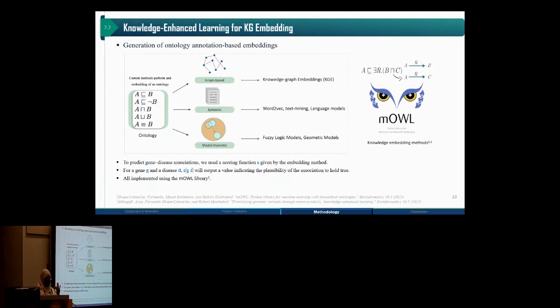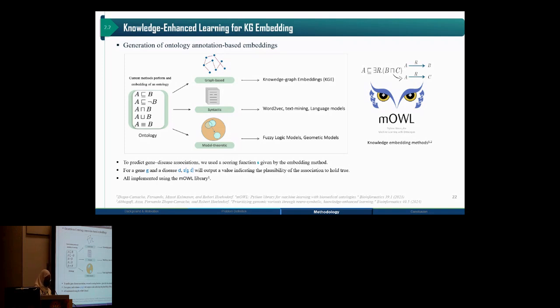DL2FIC is just one approach for the ontology annotation-based embedding. However, there are many other knowledge-enhanced learning methods for knowledge graph embedding that categorize into three main categories. First, the graph projection-based methods, similar to DL2FIC, which convert the logical axioms into graph triples, and the syntactic methods that generate sentences based on the axioms, and also incorporate some text mining approach, and the model theoretical or the semantic model that represent the axioms directly in the embedding space.